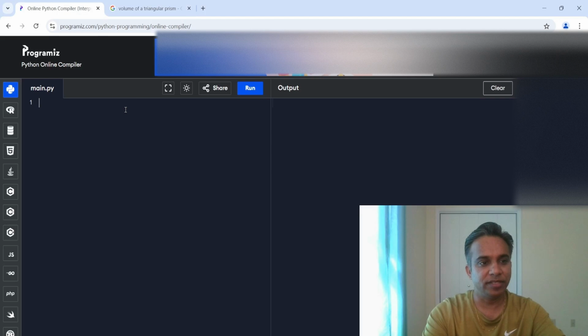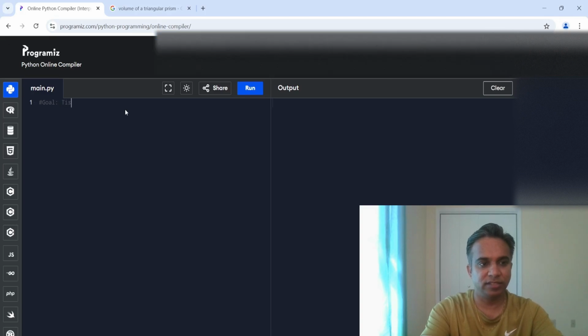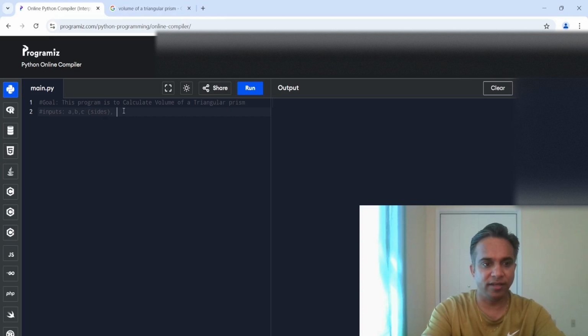The first step is to write the goal. This program is to calculate the volume of a triangular prism. What are going to be the inputs? Inputs are going to be A, B, C. Those are nothing but the sides, and then the height.